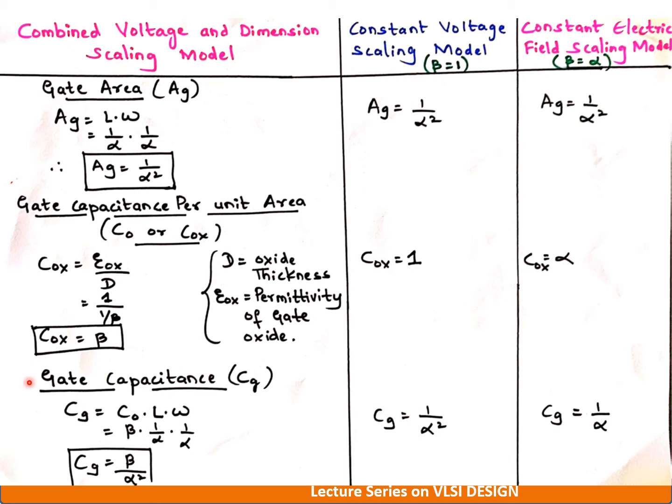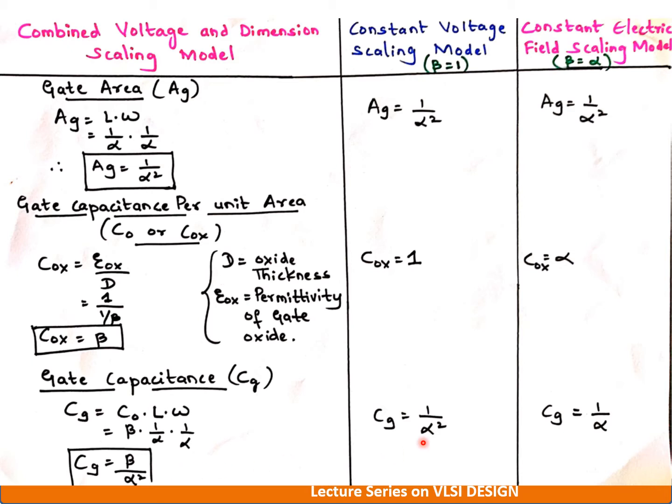Next device parameter is gate capacitance Cg. Gate capacitance is given by C0 into L into W. Length and width are scaled by 1 by alpha. C0 is scaled by beta. Therefore, scaling factor for gate capacitance is beta by alpha square in combined V and D model.